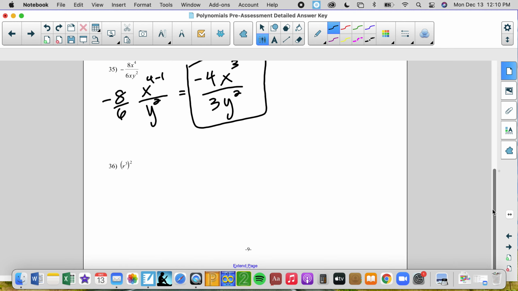And I think, now we get into powers of powers. Now, when we have the power of a power, we are going to multiply those exponents. So that becomes r to the 6th.